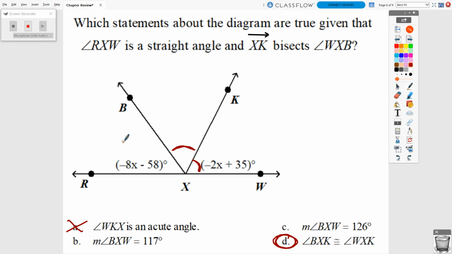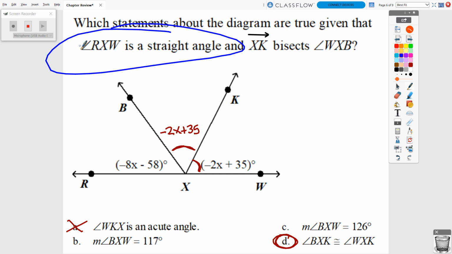So what kind of value could we put right here for angle BXK? Really, the best thing to use would be, well, what else do we know that that angle is equal to? Well, we knew it was equal to this angle down here. So we know it's also negative 2x plus 35. Now, if you try setting these two angles equal to each other, you're going to get 0 equals 0, which tells you absolutely nothing. So we need to find something else that's true.